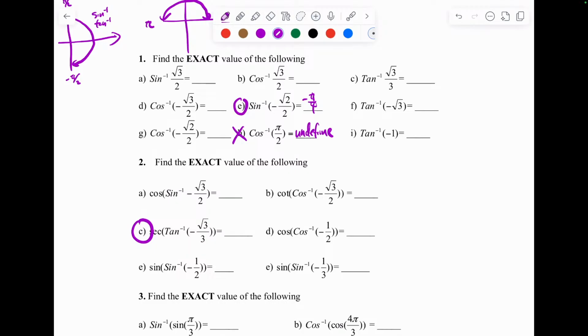Let's check with Winston. Just 2 square root 3 over 3. The positive. Yeah.